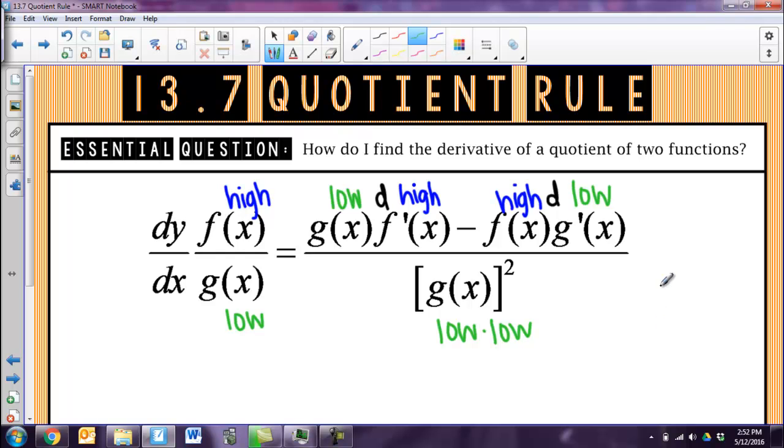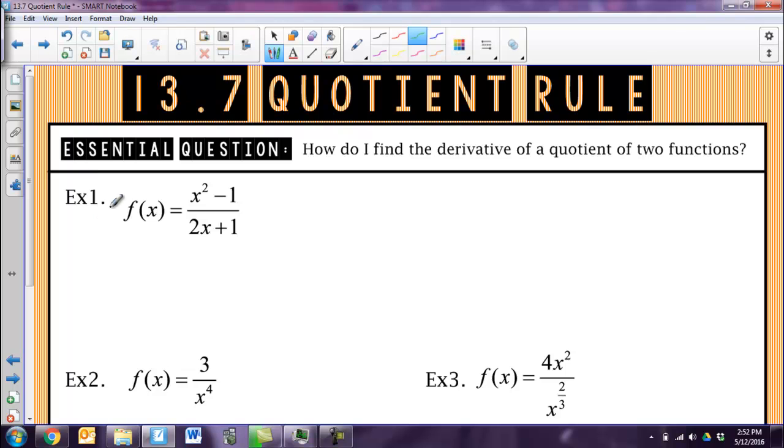And it takes a little bit of work, but again, you're not going to be expected to simplify too much here, as long as you understand the concept that when I take the derivative of something that's being divided, I follow this formula. So let's do an example. Here's this first one. We have f of x is equal to x squared minus 1 all over 2x plus 1.